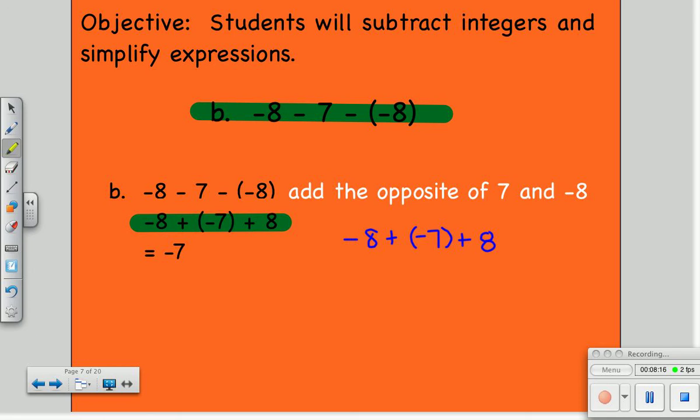I can either leave my negatives together and add my negatives and then subtract my positive, or I can put negative 8 with positive 8 because I know that's going to be 0. So I'm going to use the commutative property of addition to change the order. Negative 8 plus 8, put that together, associative property, plus, and then my negative 7 over here on its own. So I know negative 8 plus 8 is 0, plus negative 7. 0 plus negative 7 is just negative 7. So then I have my answer, negative 7.